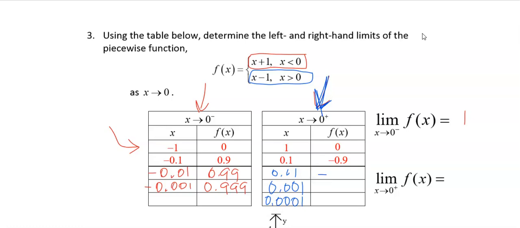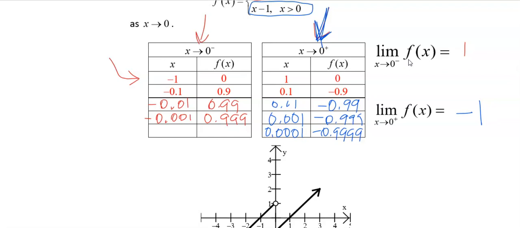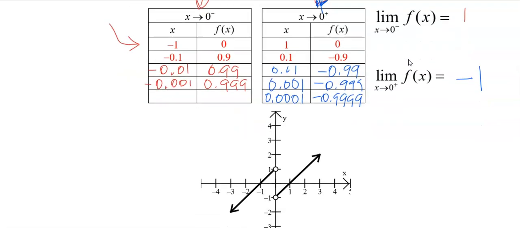The next value is going to be negative 0.99, negative 0.999, negative 0.9999. Now what does that look like it's getting closer to? Well, negative 1. So even from the table, you can tell that the limit from the left is not going to equal the limit from the right, and therefore the limit does not exist. That would be your conclusion.